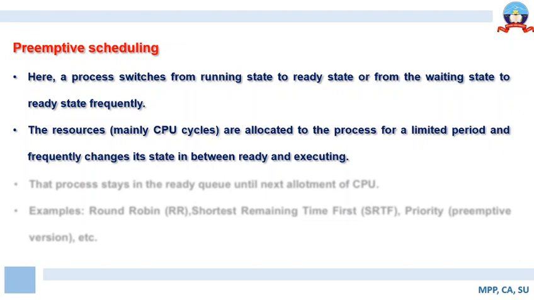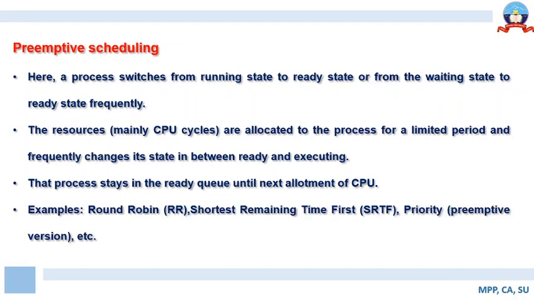Whenever a process is being preempted, the preempted process has to reside somewhere so that we can make it wait for the next allotment of CPU. So processes that are preempted are kept in the ready queue. The process stays in the ready queue until the next allotment of CPU is done. Unless the process is allotted the CPU, it goes back to the ready queue. So that's what we have learned in the previous class as well.